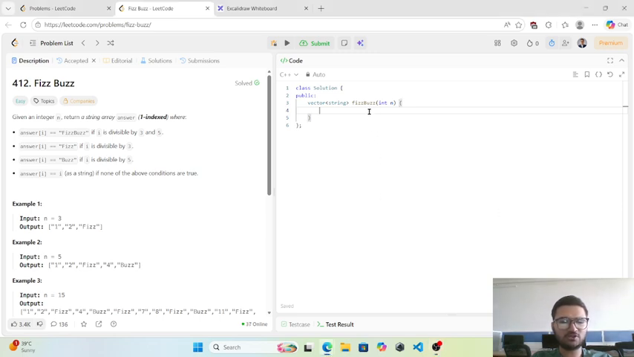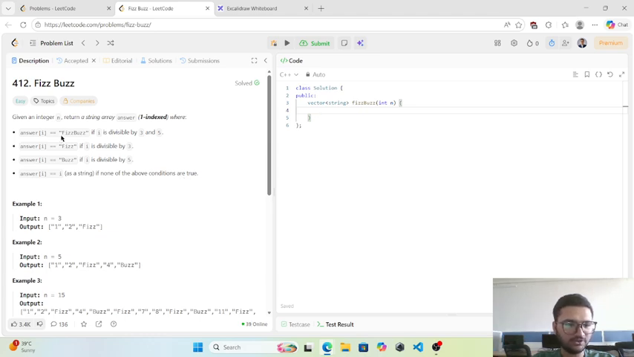Today we are going to solve question number 412. The question name is Fizz Buzz. Given an integer n, return a string array answer, which is one-indexed, where answer[i] equals "FizzBuzz" if i is divisible by 3 and 5, answer[i] equals "Fizz" if i is divisible by 3, and answer[i] equals "Buzz" if i is divisible by 5. Answer[i] equals i as a string if none of the above conditions are true.